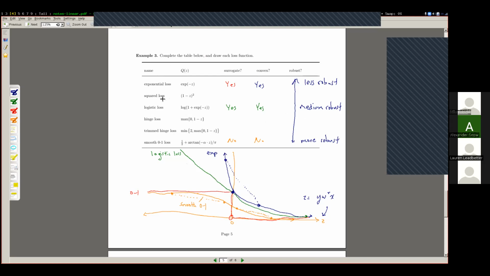There are other classification algorithms based on the squared loss or the exponential loss. They're also surrogates, they're also convex, so they can be efficiently optimized, but they're not as close to the 0-1 loss, so they're just not as useful in practice as the logistic loss is right here.